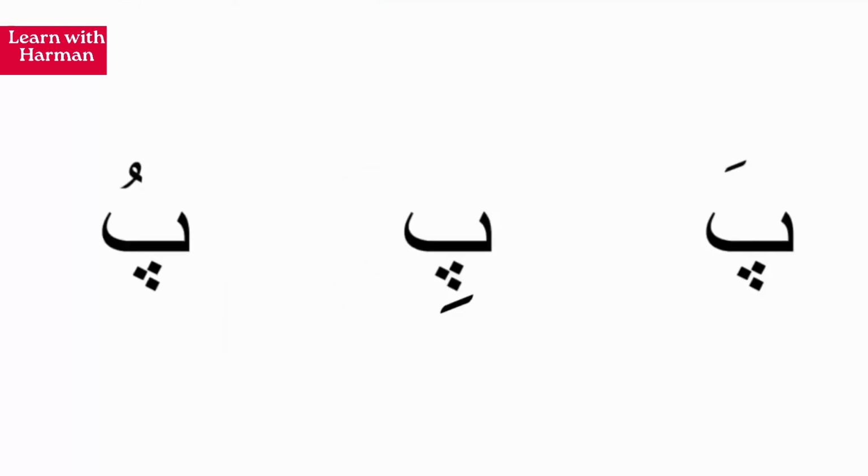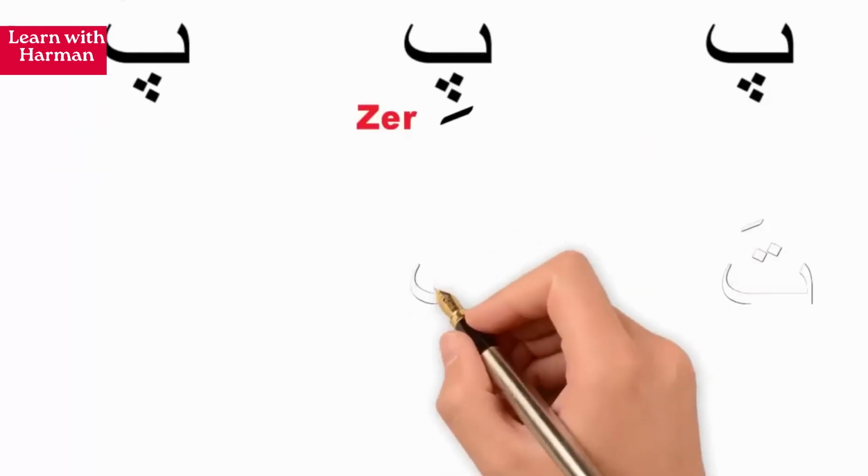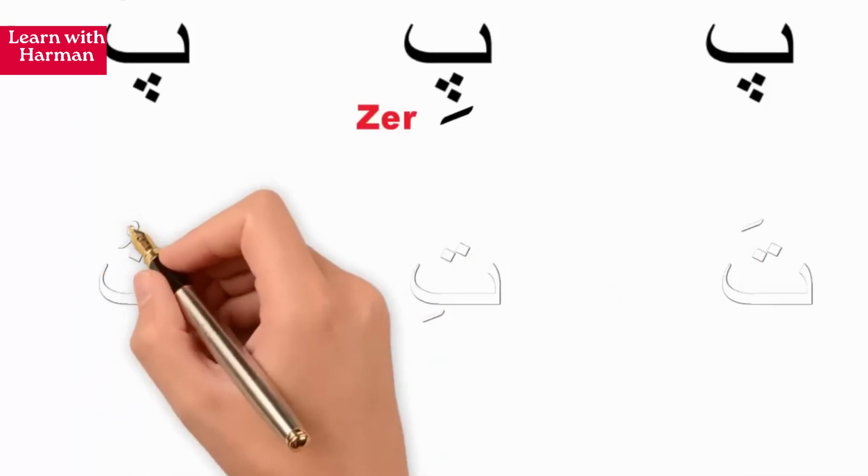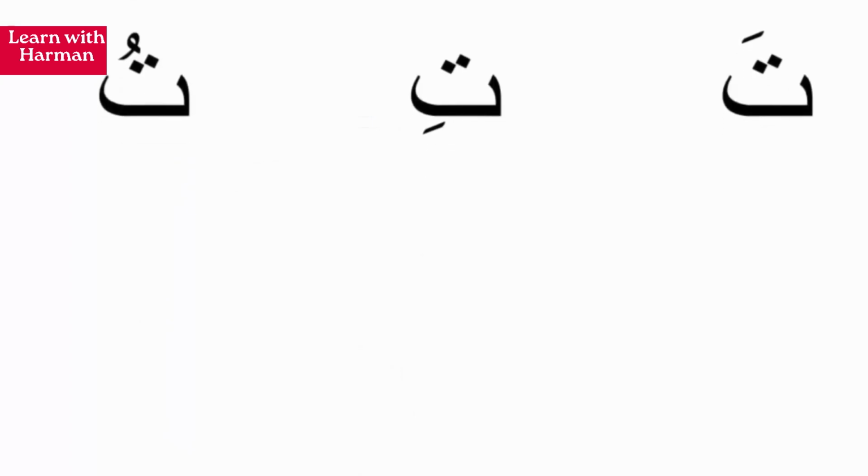Pe Zabar Pa, Pe Zer Pi, Pe Pesh Pu, Pa Pi Pu. You just need to remember Zabar, Zer, Pesh. Okay? Te Zabar Ta, Te Zer Ti, Te Pesh Tu, Ta Ti Tu.